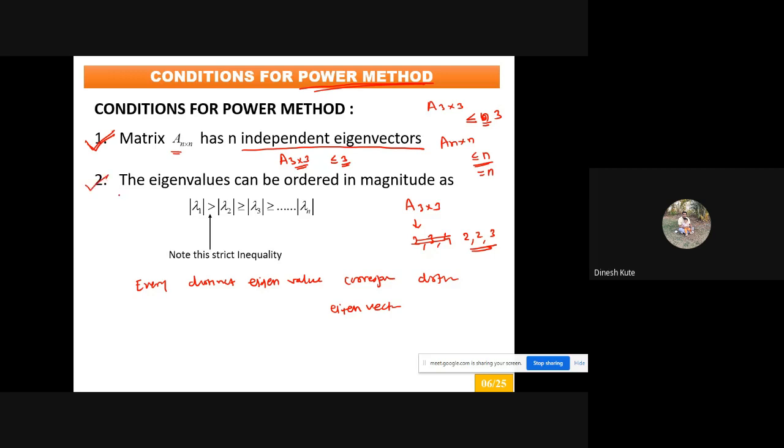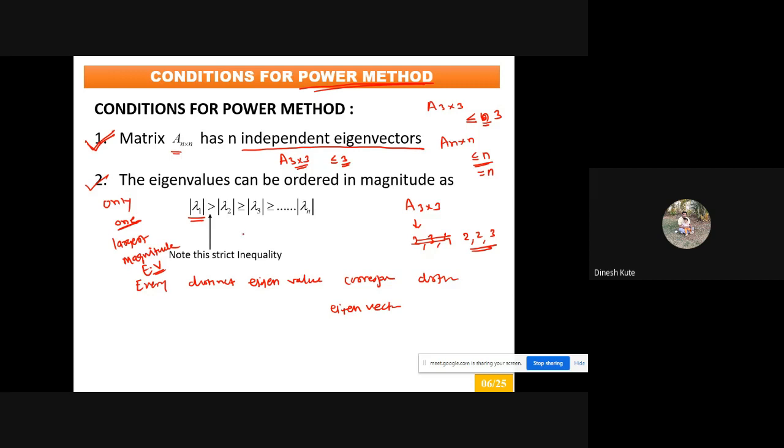Next condition is what? That eigenvalues can be ordered in magnitude as this: modulus of lambda 1 strictly greater than modulus of lambda 2 greater than or equal to modulus of lambda 3, and so on. What is the meaning of this second statement? It means that the matrix must have only one, or unique, largest magnitude eigenvalue.